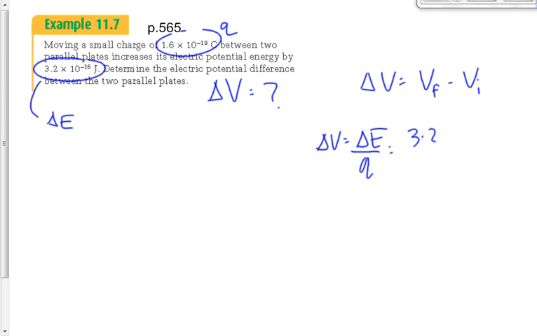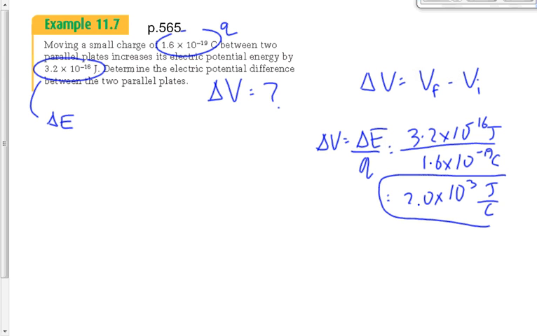3.2 times 10 to the minus 16 divided by 1.6 times 10 to the minus 19 gives me 2.0 times 10 to the 3. And the units would be either joules per coulomb, or you could say 2.0 times 10 to the 3. What other units could we use there? Last thing I'm going to ask you to tell me today. Volts. Good. Either one of those is just fine.